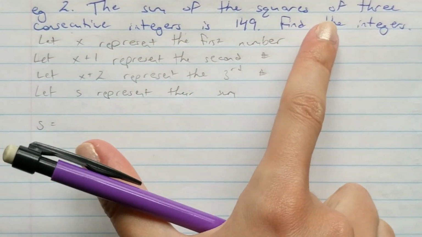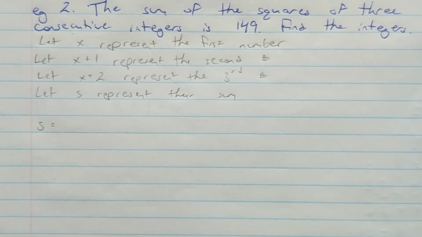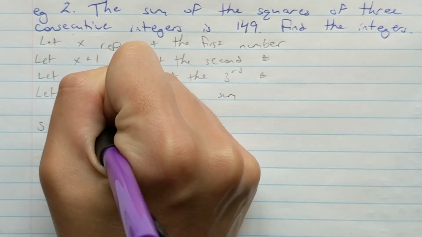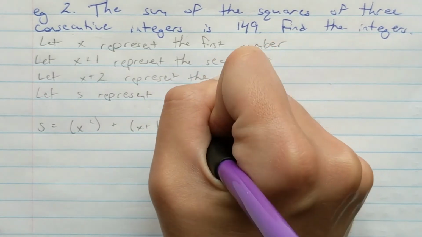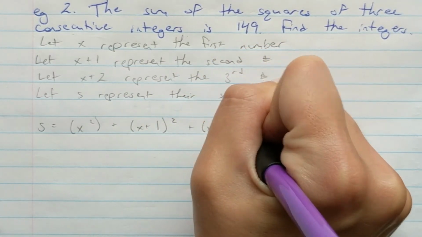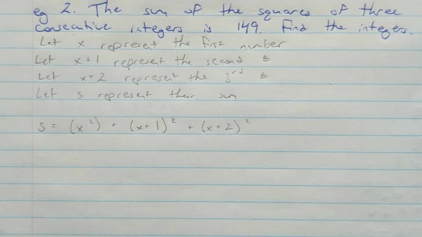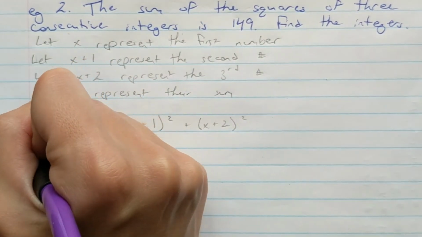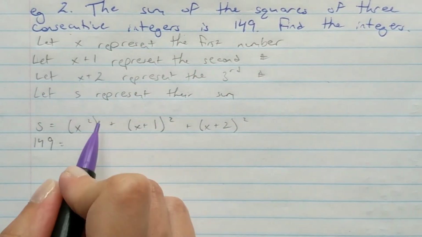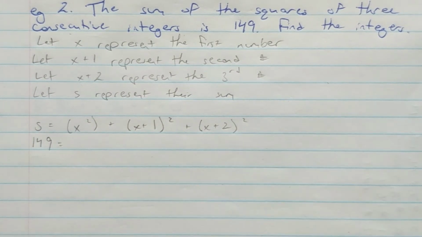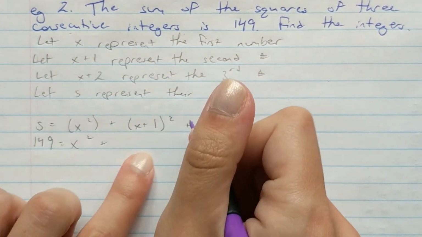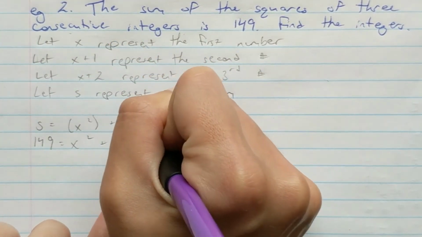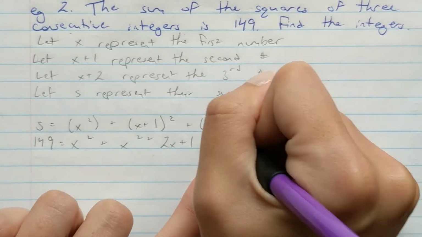So I need to square my 3 integers here. The first one is going to be x squared. The second one is going to be x plus 1 squared. And the last one is going to be x plus 2 squared. We know that the sum is 149. And now all we have to do is simplify the right side of our equation here. So x squared is just x squared. This is going to be x squared plus 2x plus 1, and then x squared plus 4x plus 4.